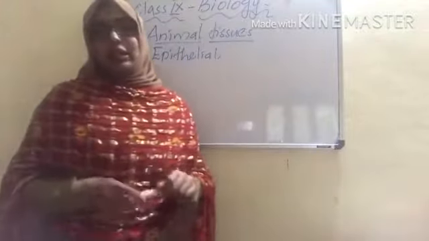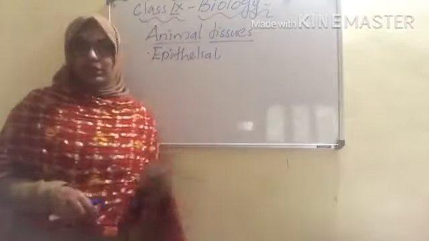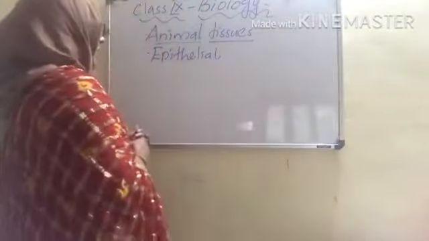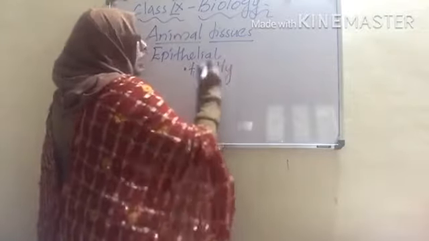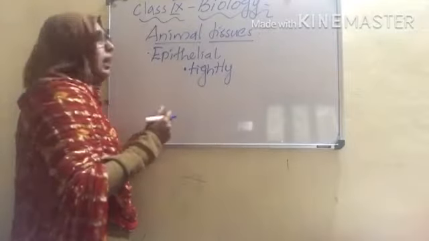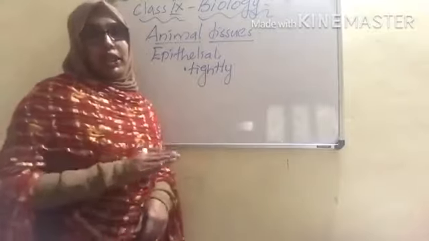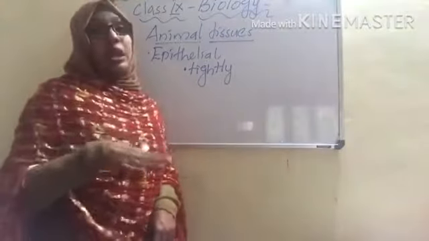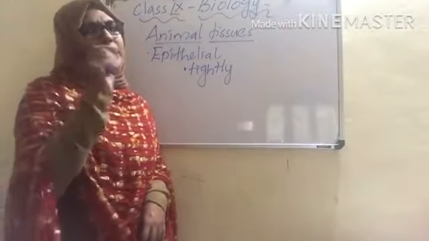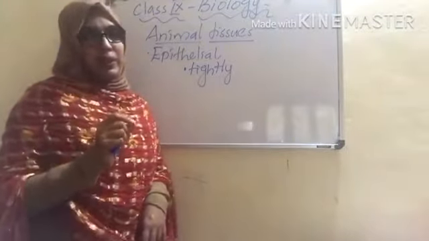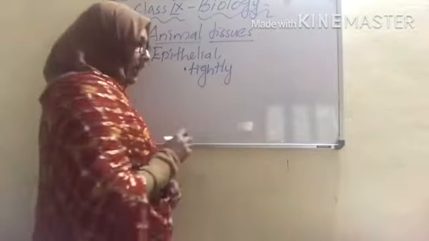Before going to the categories of epithelial tissue, let me tell about the features of epithelial tissue. Epithelial tissues are tightly packed. Since they are forming the protective covering, they should be tightly packed. They are tightly packed and they form a continuous sheet without any intercellular spaces, and they have only a small amount of cementing material between them. So they don't have any intercellular spaces. They will be tightly packed.